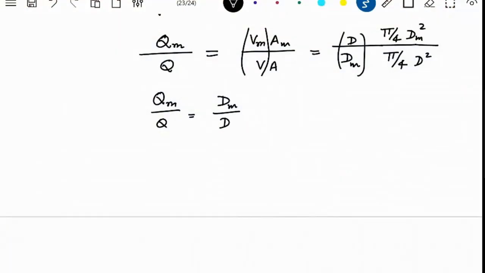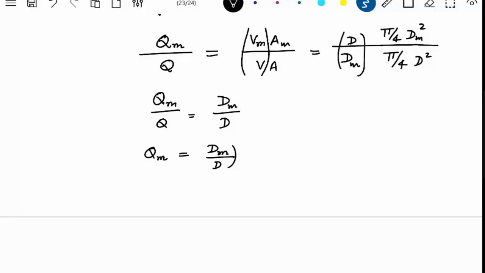Now we can calculate Qm. What will be the value of Qm? Qm is nothing but dm by d times Q. Q is given in the problem and dm is also given in the problem. So what will be the value of Qm? Can anybody calculate this value? What is the value of dm?